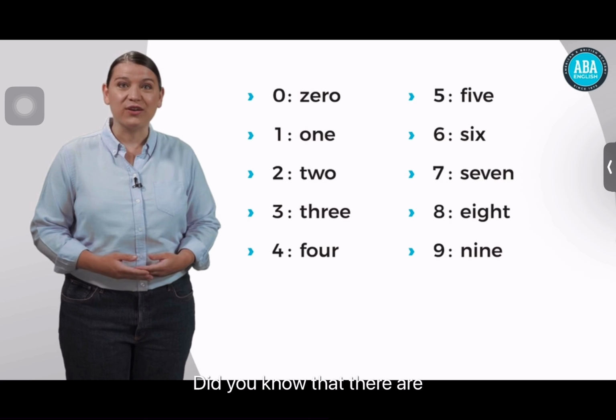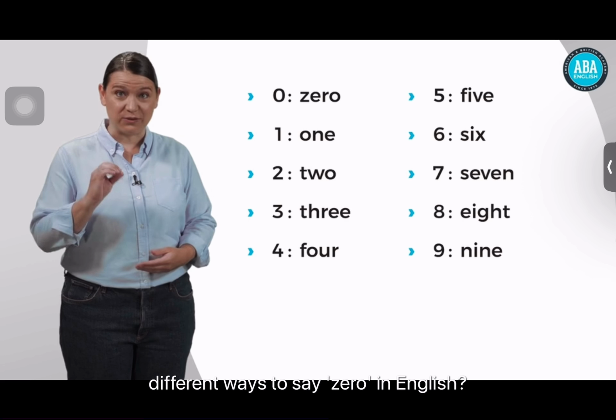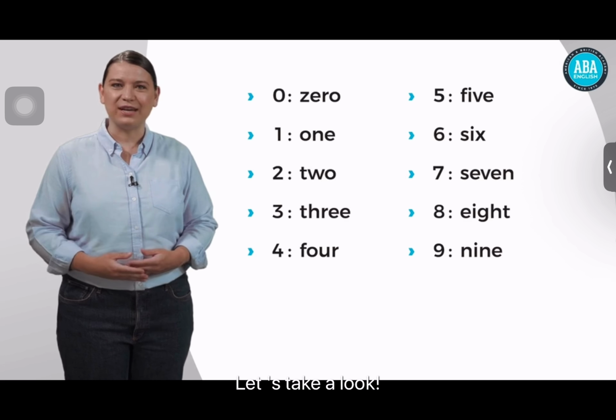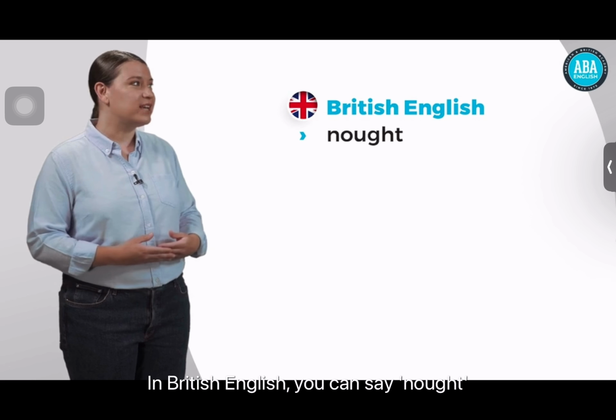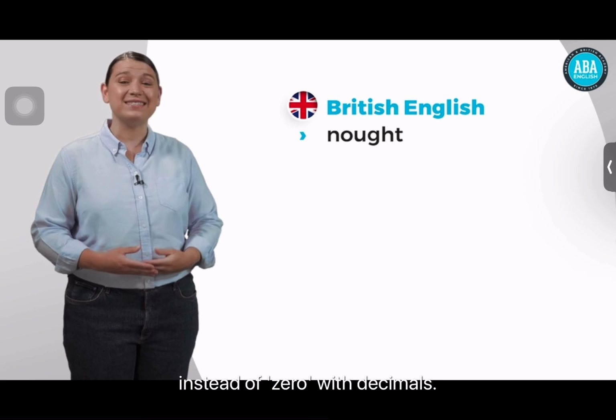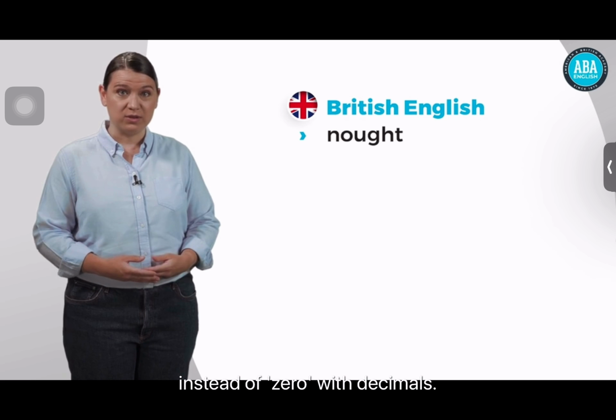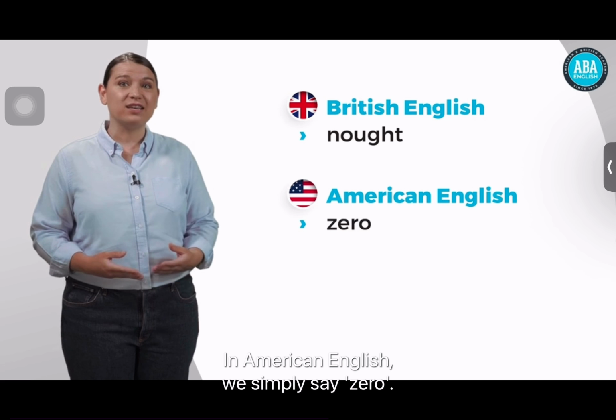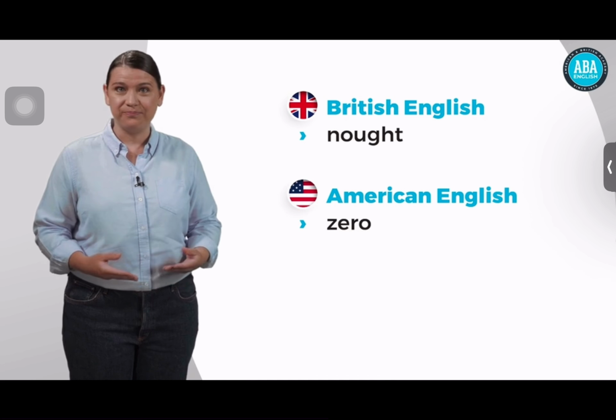Did you know that there are different ways to say 0 in English? Let's take a look. In British English, you can say "not" instead of 0 with decimals. In American English, we simply say 0.